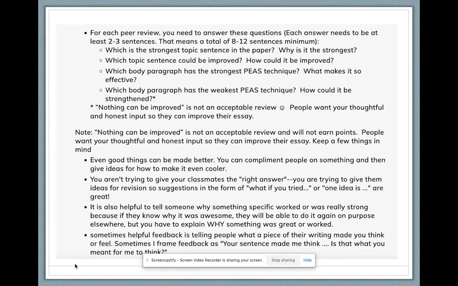For each peer review, you need to answer these questions. Which was the strongest topic sentence in the paper? Why is it the strongest? Which topic sentence could be improved? How could it be improved?